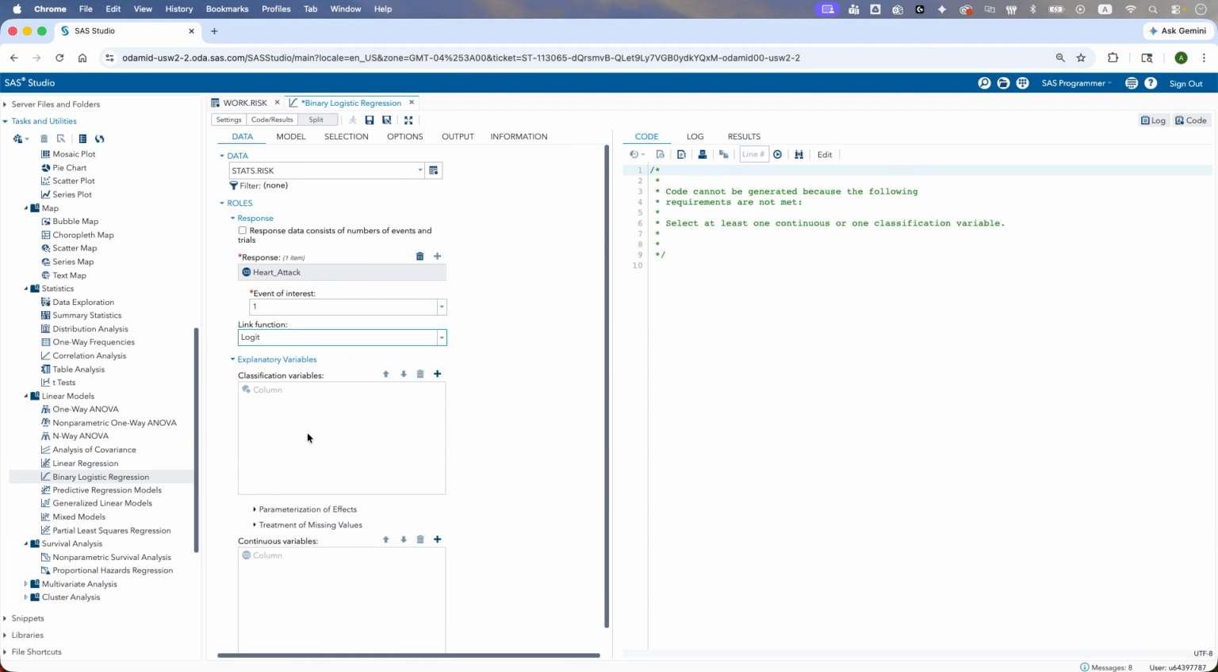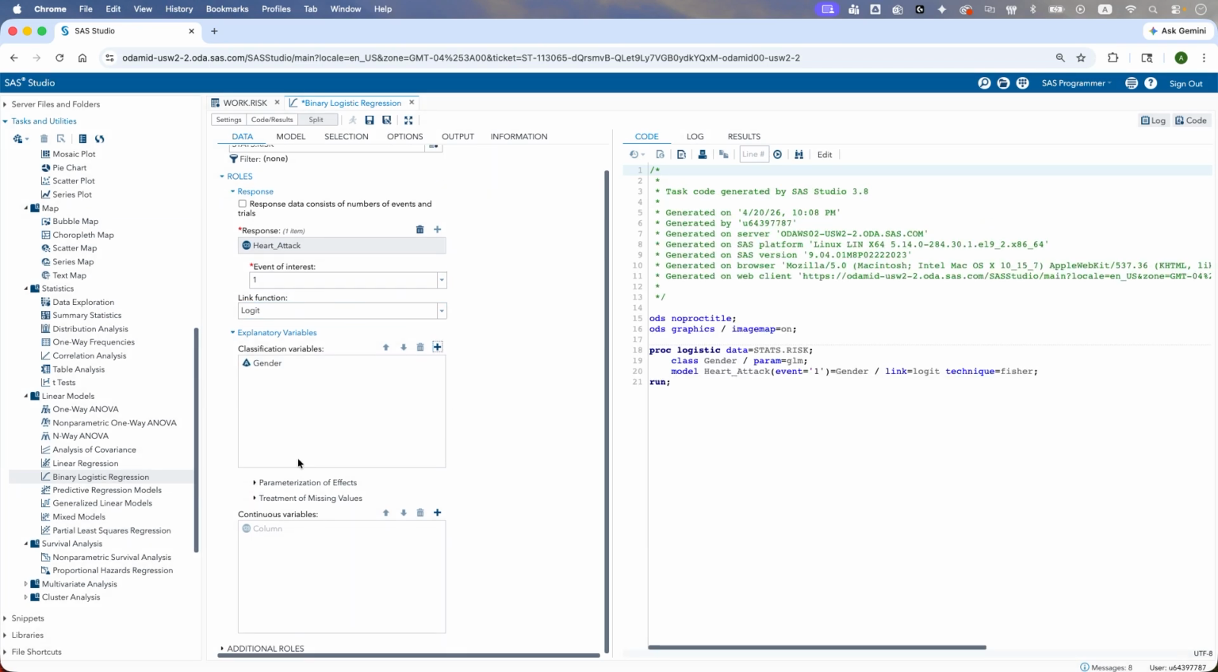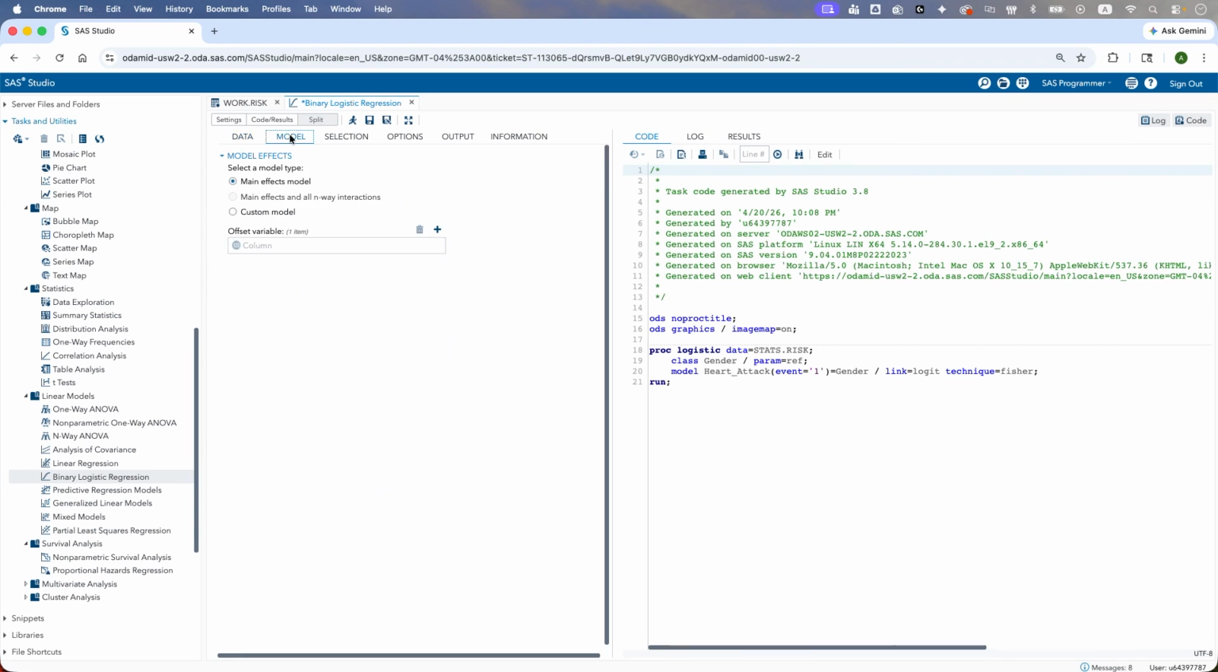This is not a continuous variable. It's a classification variable, so this is gender. Also, we're going to use the reference coding. Then I'm going to go to the model, main effects only. For selection, I'm not going to use any selection methods. Options, nothing.